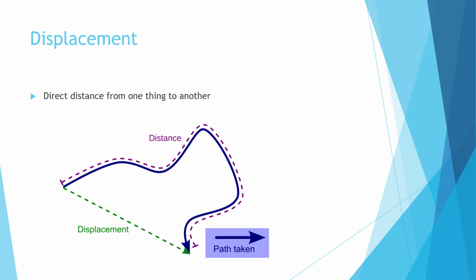And then finally, the definition that we will talk about last is displacement, and that is the direct distance from one thing to the other. It's the shortest distance possible, and so here, this is an example of distance versus displacement. Distance may be a long path, but displacement is just the shortest possible path between two objects there.